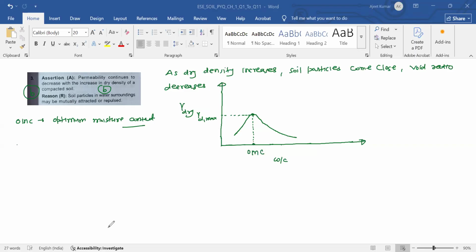Okay, and if we draw a graph, I'm taking this line as gamma d, and this line as permeability K. Okay? If this is K, that is permeability.